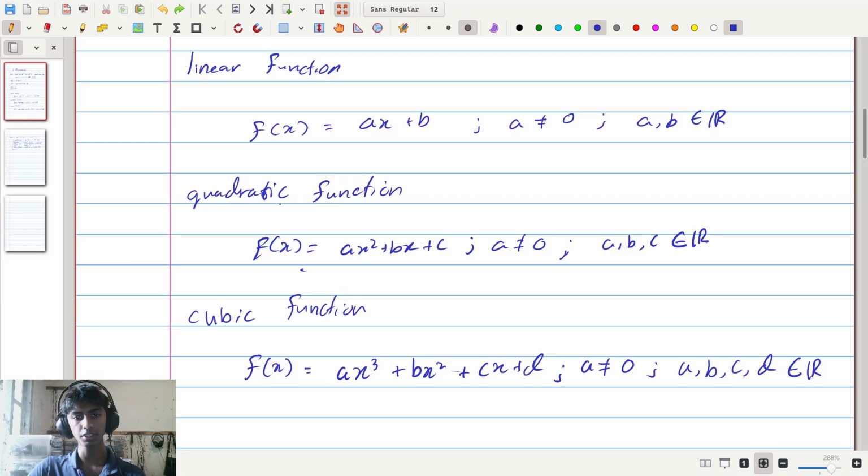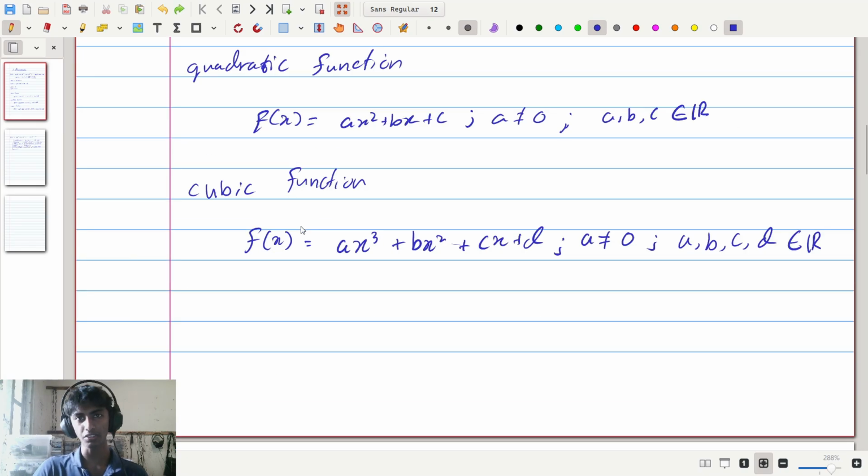For the quadratic function here, the leading term is ax squared, the order is 2, the leading coefficient is a, the coefficients are a, b and c, and the terms are ax squared, bx and c.